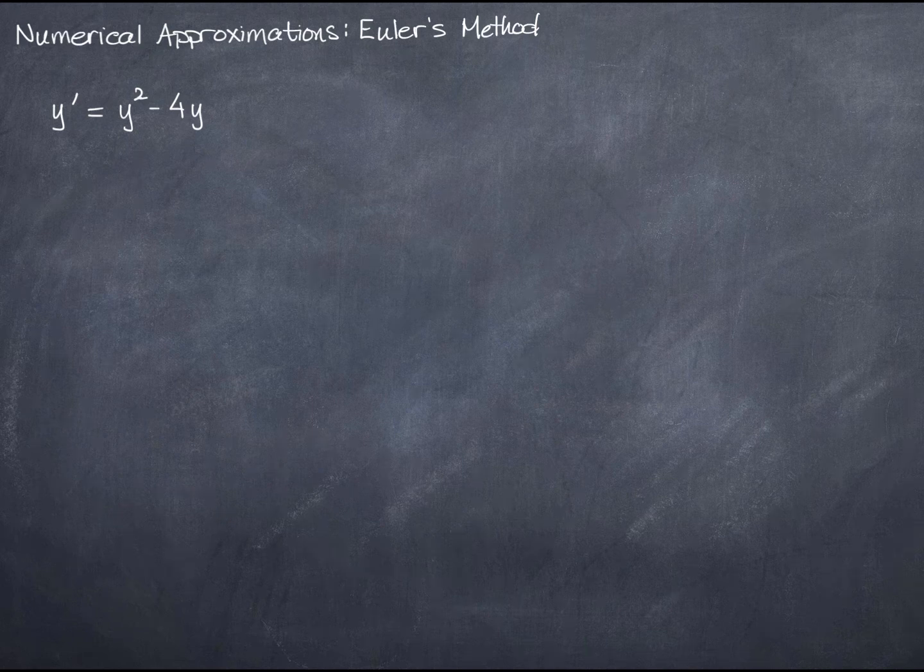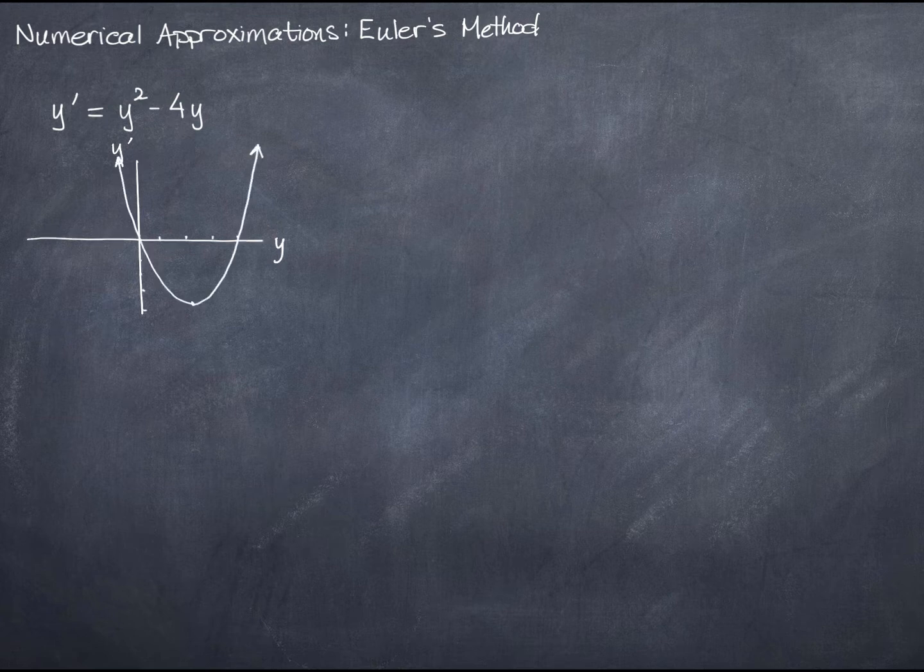In a previous video, we were talking about an autonomous differential equation, y prime equals y squared minus 4y. We started our exploration of this differential equation by graphing the differential equation rather than the solution to the differential equation. I think I'll do that as y prime. So we're going to graph y against y prime. I'll just go ahead and reproduce that graph rather than take the time to do it on screen. And then from this graph, we were able to identify a couple of equilibrium solutions.